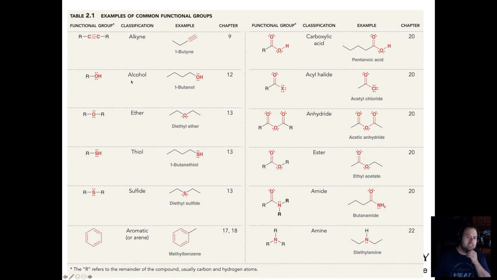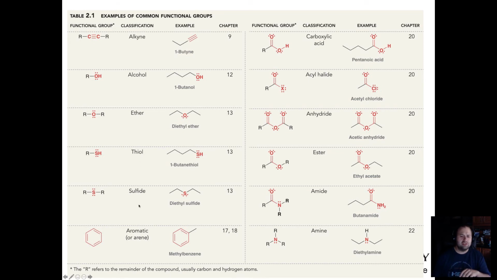heteroatoms. For example, alcohol is a molecule that has an OH connected to one of the carbons. That's an alcohol. An ether is a molecule that has an oxygen that is sort of inserted between two carbons in a carbon chain, such as here in diethyl ether.